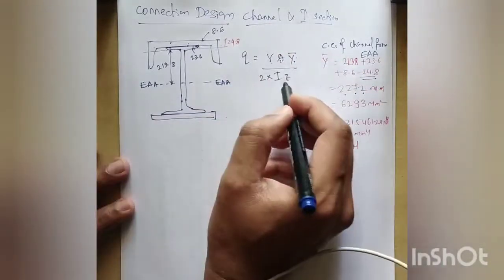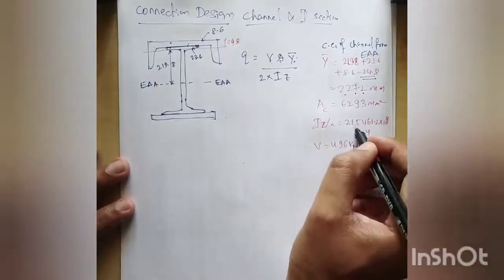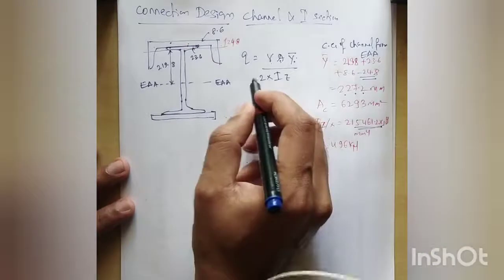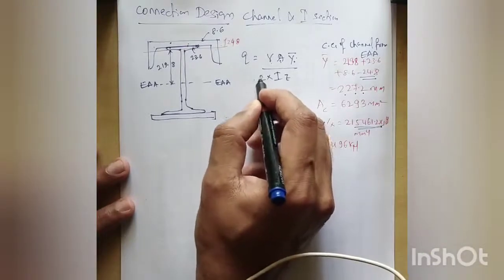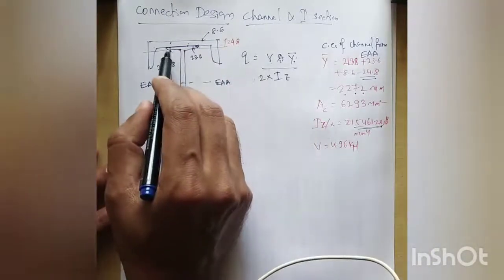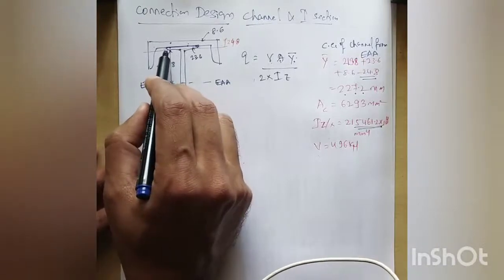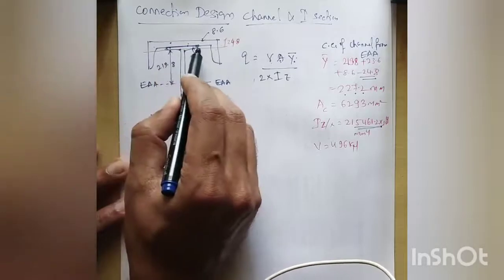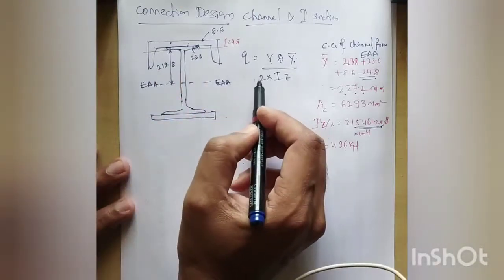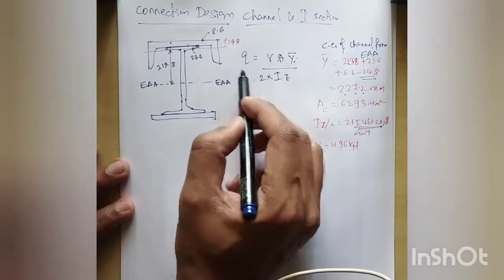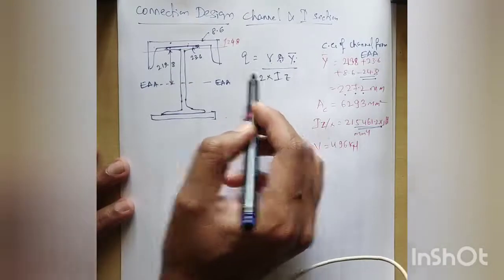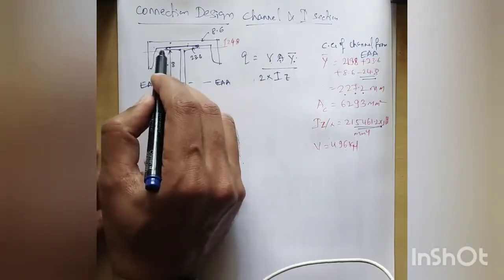IZ is already taken from the steel table, which is 215,461.2 into 10 to the power 2, and then y bar divided by 2. The division by 2 is to account for welding connection provided on both the sides. We will be providing welding on this side as well as this side. That is why it is whole divided by 2. So it will give you the shear stress per side.